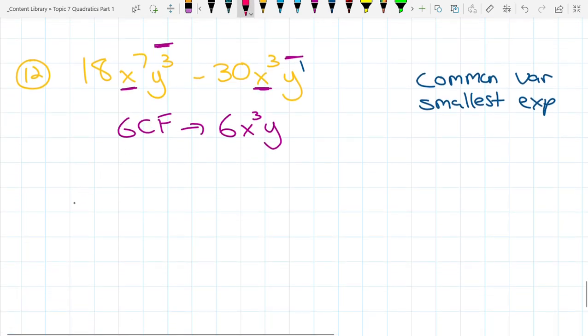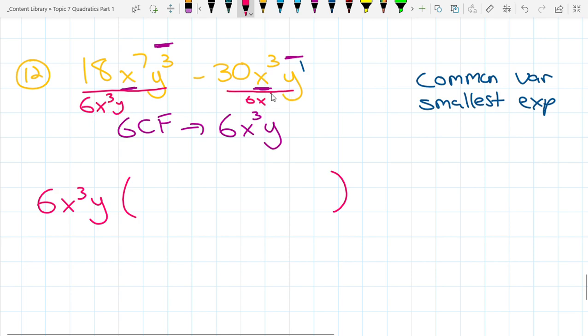So now we got to figure out the insides. So we have 6x cubed y. To get your insides with the GCF, you divide by what you've just pulled out. 18 divided by 6 is 3. X to the 7th divided by x to the 3rd is x to the 4th. Y to the 3rd divided by y is y squared. Minus 30 divided by 6 is 5. X to the 3rd over x to the 3rd, they cancel. Y to the 1st over y cancels, so you're left with just a minus 5 on the inside.